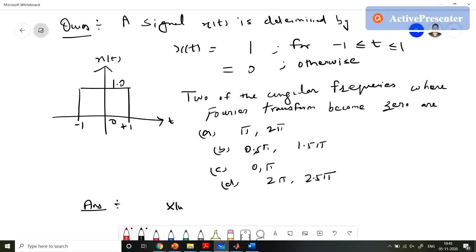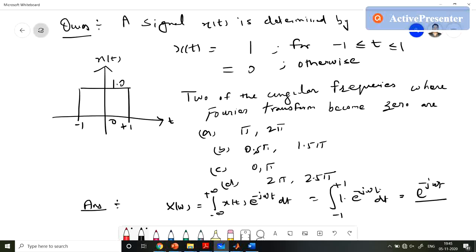So X(omega) is equal to the integral from -infinity to +infinity of x(t) e raised to the power minus j omega t dt, that is equal to the integral from -1 to +1, since between -1 and 1 this x(t) is 1. So it is equal to e raised to the power minus j omega t divided by minus j omega from -1 to +1.